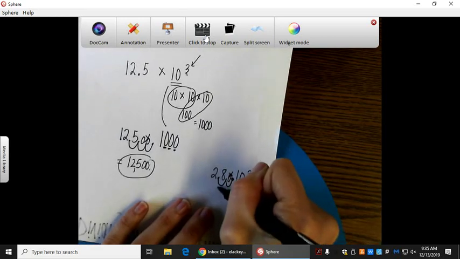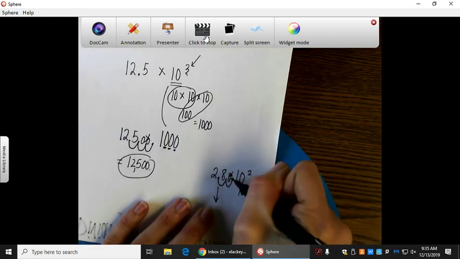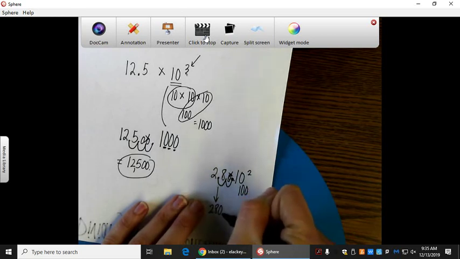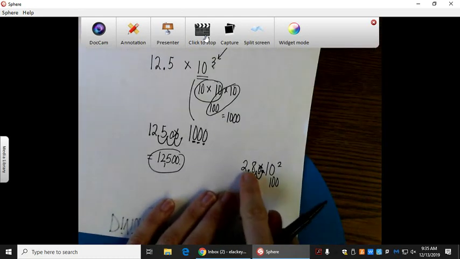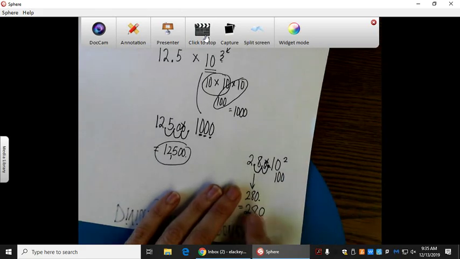So I'm going to rewrite this. It's 280 decimal. 280 decimal is just 280. So your answer, 2 and 8/10 times 10 squared, is just 280.